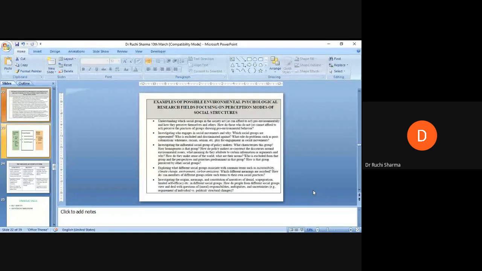Next is the reconstruction of models of modes of perception of social structures. Now we have seen that our life can be understood from the social perspective, as we are members of various social institutions, and each and every social institution has its own rules and structures which we have to abide by.